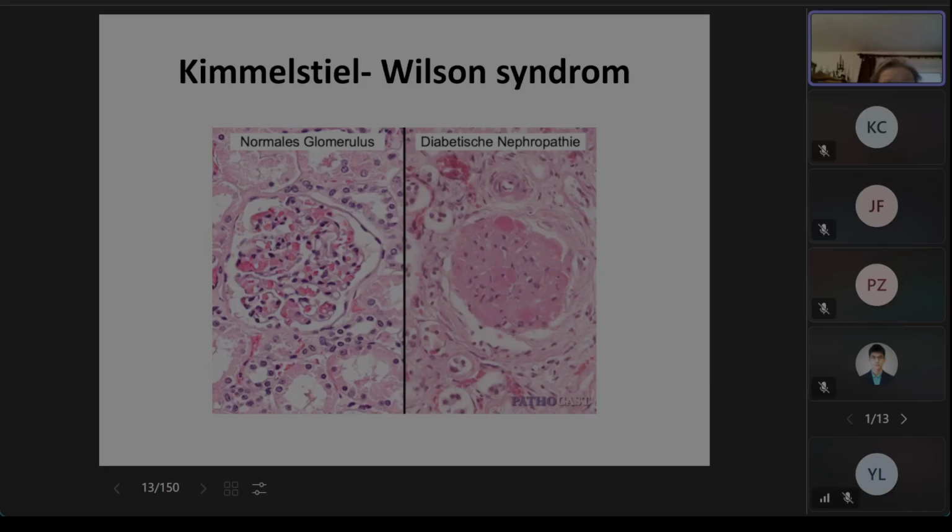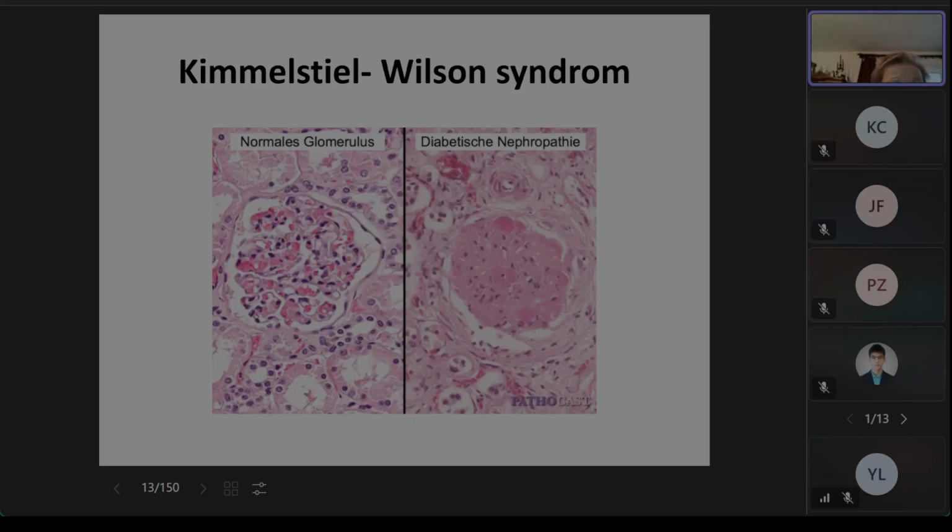On this slide, you can see a typical syndrome, which is called Kimmelstiel-Wilson, and is seen in the kidneys of people suffering from diabetic nephropathy. On the left-hand side, you can see a normal glomerulus, whilst on the right-hand side, you can see a changed glomerulus with the sclerosis.